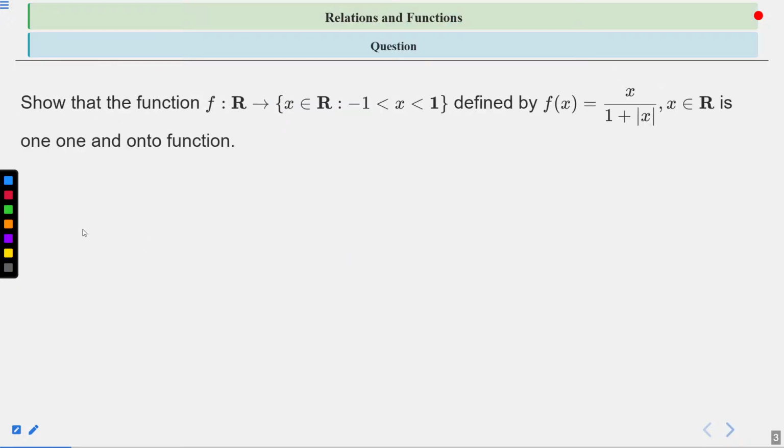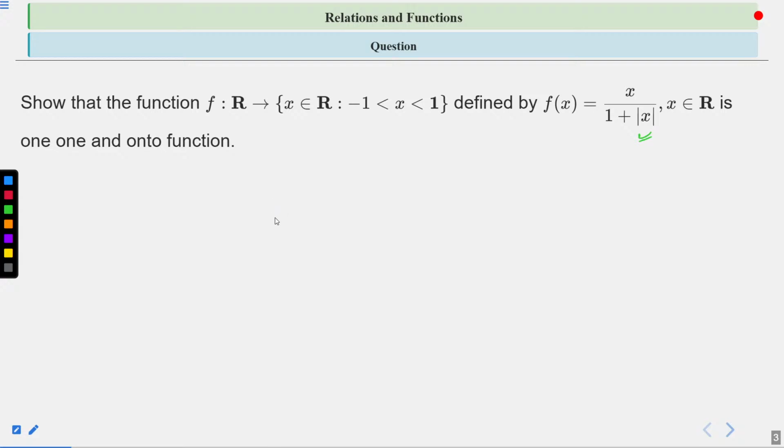So let us start with the first question, which says, show that the function. We are given a function f from R to (-1, 1), where x belongs to R, defined by f(x) = x upon 1 plus mod x, that is, x upon 1 plus absolute value of x. We have to show that the given function is one-one and onto, that is, the given function should be bijective.